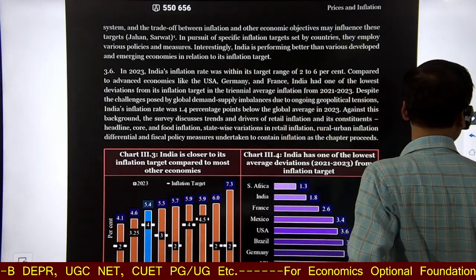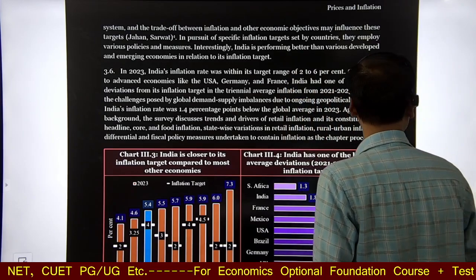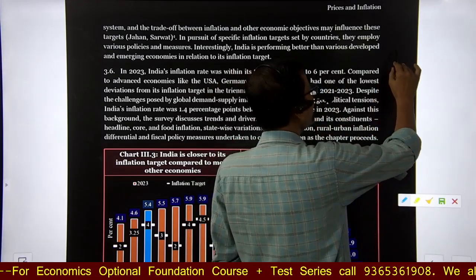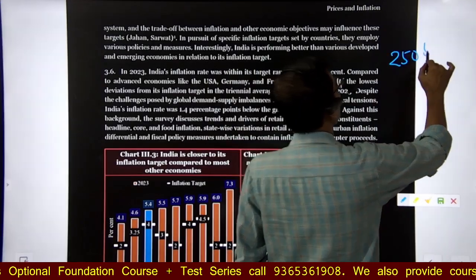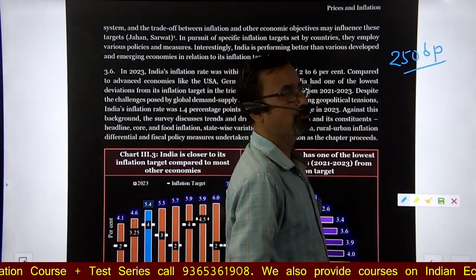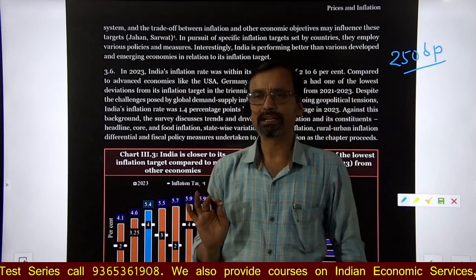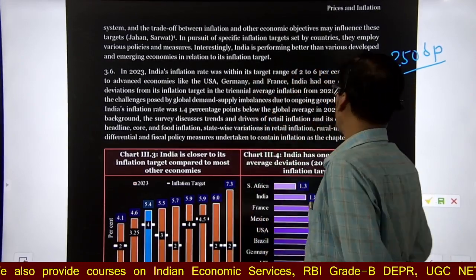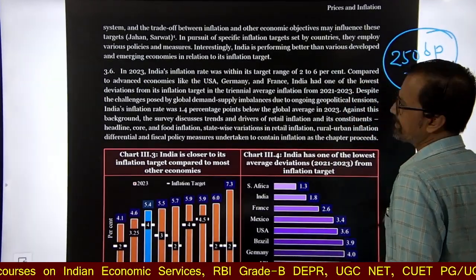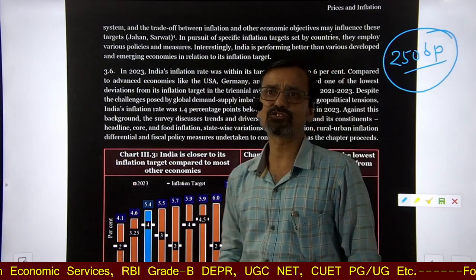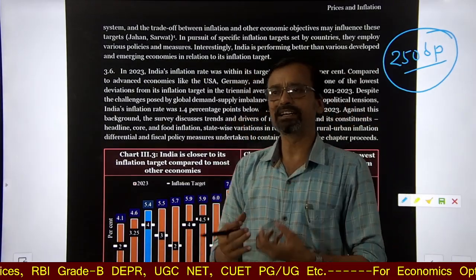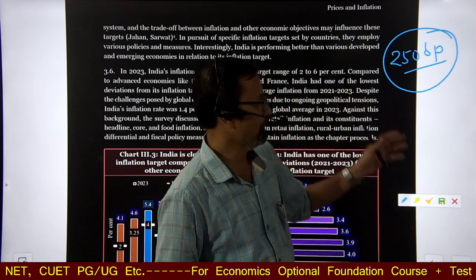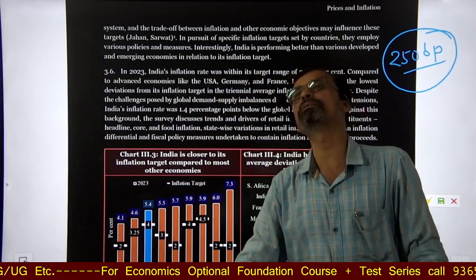So, in order to counter inflation, monetary policy raised the policy rate by 250 basis points in 2022. The purpose is simple: behind hiking this policy rate was absorbing excess liquidity from the market. This is how the purchasing capacity of the masses can be arrested.